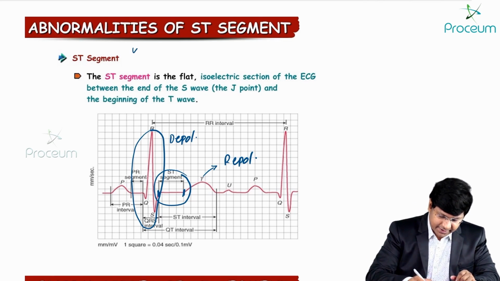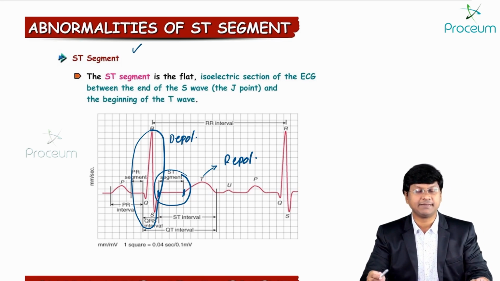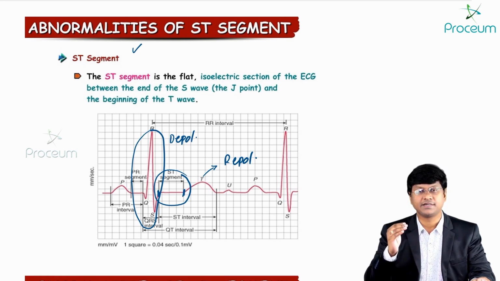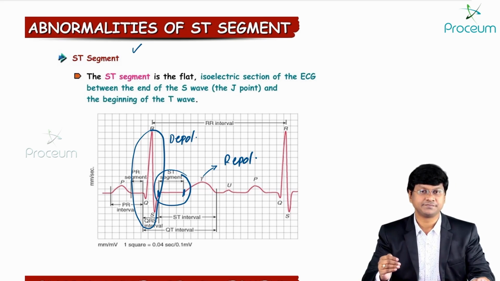Now, if you take the abnormalities of the ST segment, the abnormalities include certain clinical conditions. You have the ST segment elevation, and in certain clinical conditions you have the ST segment depression. Now, let me first discuss the criteria to call it abnormal in the ST segment elevation.